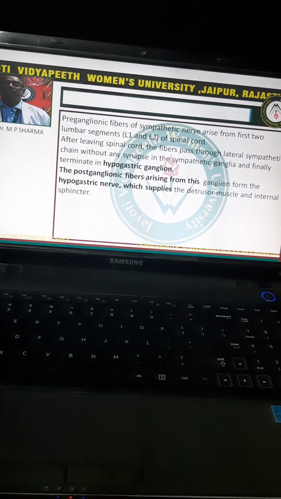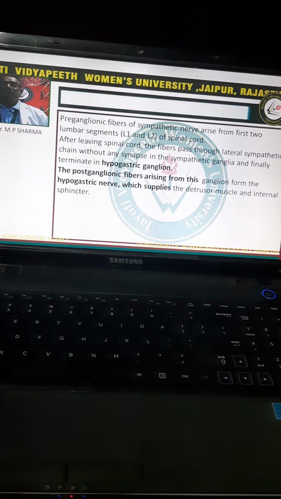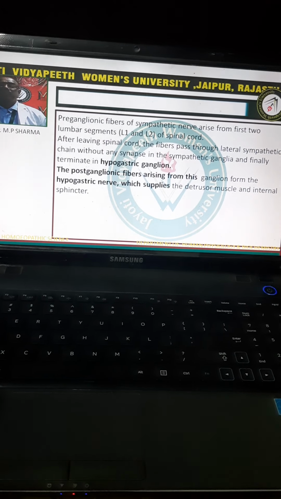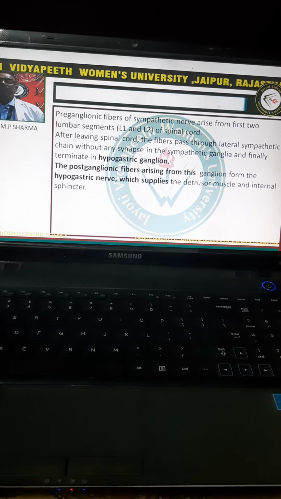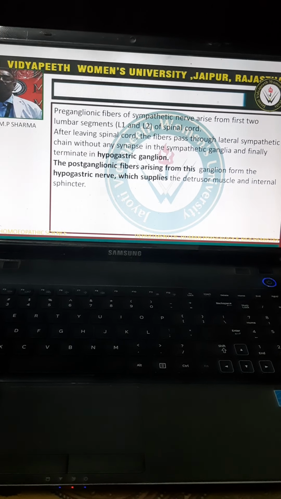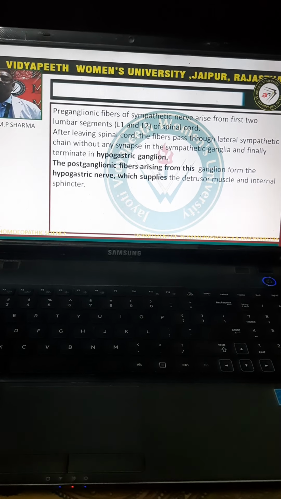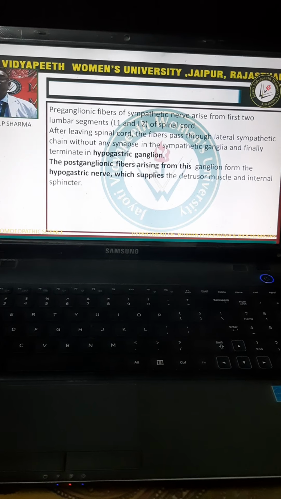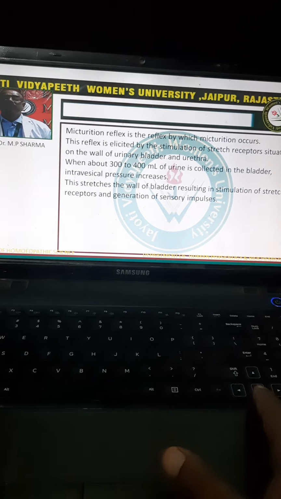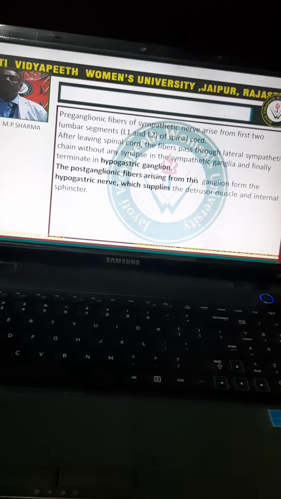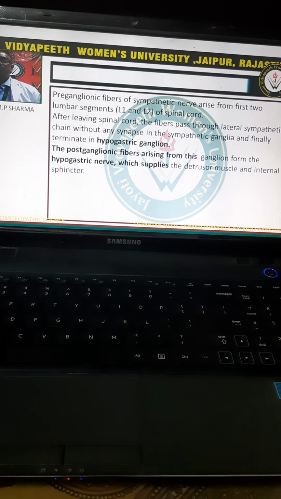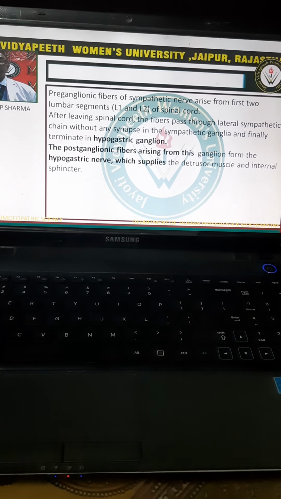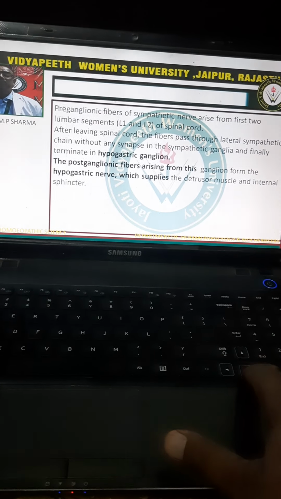Preganglionic fibers of the sympathetic nerve arise from the first two lumbar segments, L1 and L2, of the spinal cord. After leaving the spinal cord, the fibers pass through the lateral sympathetic chain without synapsing in the sympathetic ganglion and finally terminate in the hypogastric ganglion. The postganglionic fibers arising from this ganglion form the hypogastric nerve, which supplies the detrusor muscle and internal sphincter.